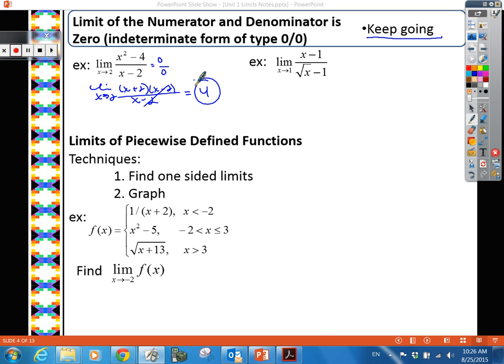We all right with that? All right, let's look at the next one. I'm going to substitute the 1 in. I get 1 minus 1, and that's 0. And I get the square root of 1 minus 1, which is 0. Oh, again, our friend, our little 0 over 0 guy.